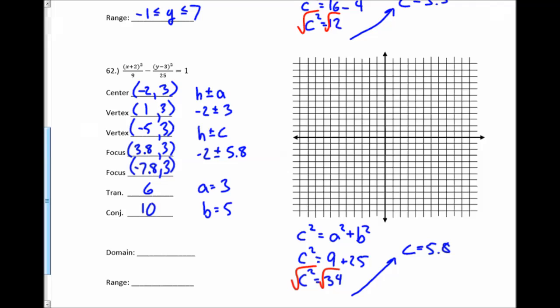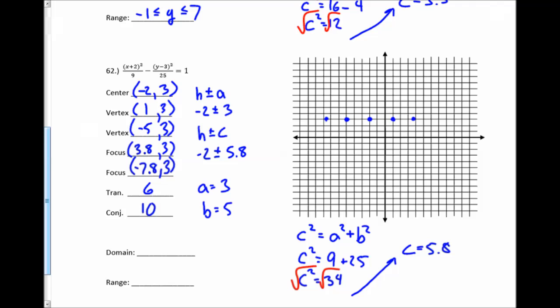Okay. So for this one, I'm going to go ahead and graph these things. So I've got my center at negative 2, 3, which is right about here. The vertices at 1, 3, right here, and negative 5, 3. So those are my vertices. The foci at 3.8, comma 3. And then a negative 7.8, comma 3, around here.